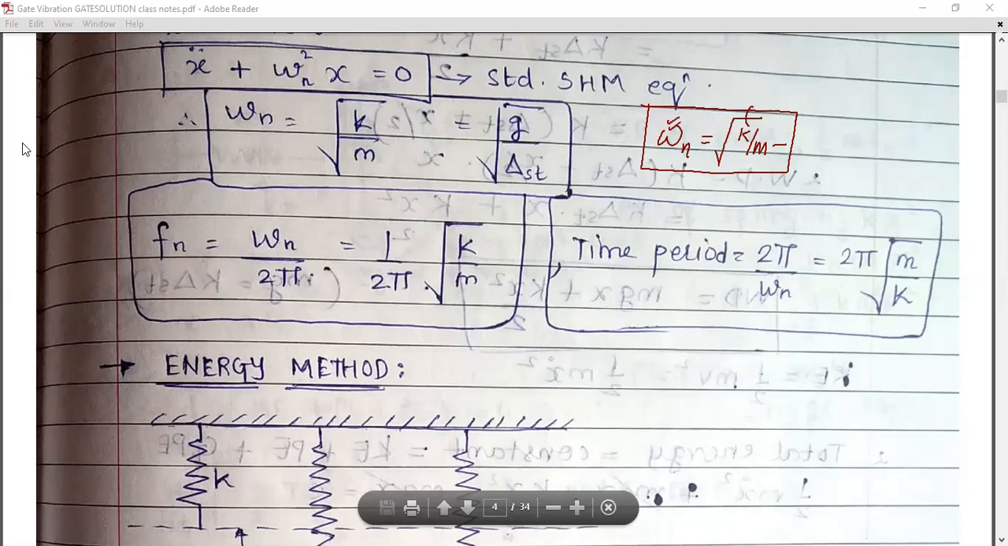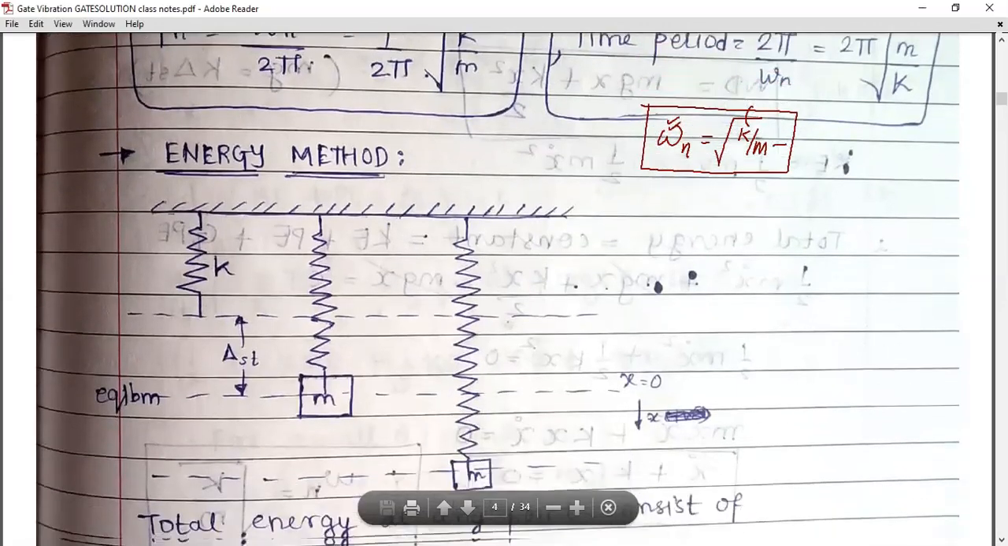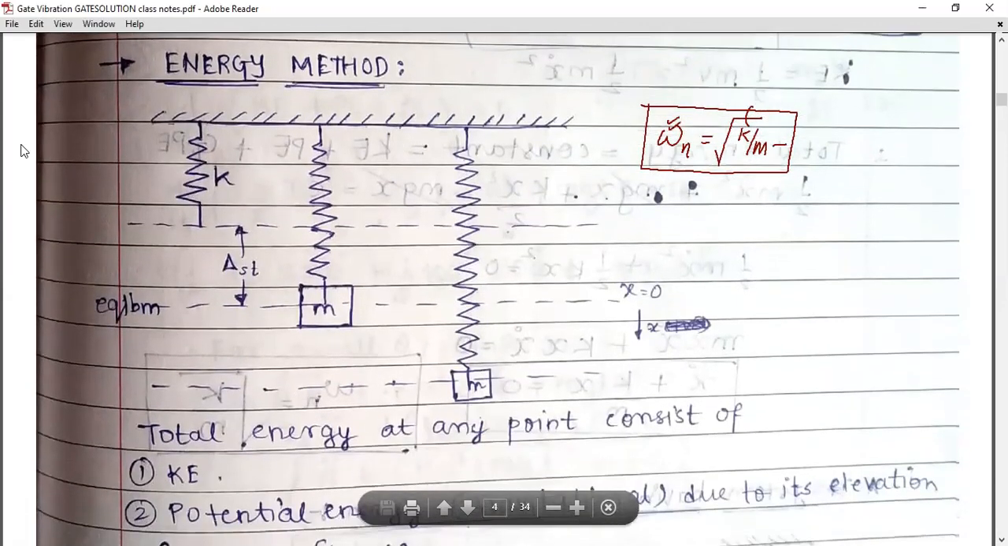Now this is going to be explained with the other method also, which is known as the energy method, right? So with the help of the energy method, we are going to explain the natural frequency of free longitudinal vibration, right? So this is the same diagram which we have seen in the equilibrium method.